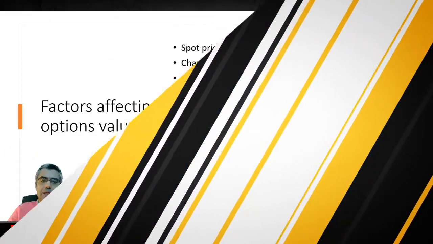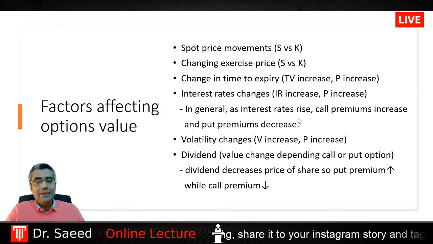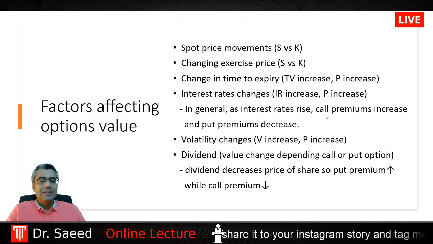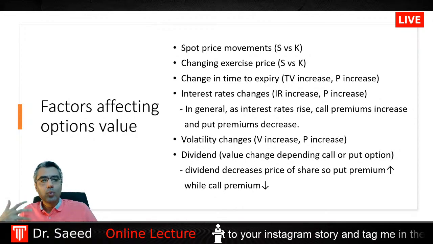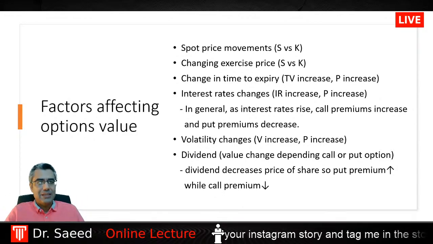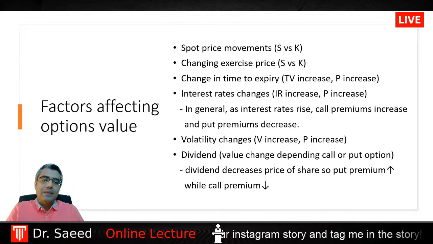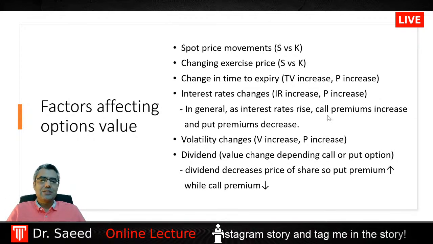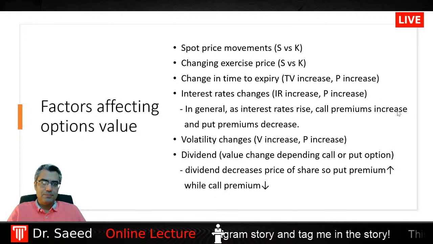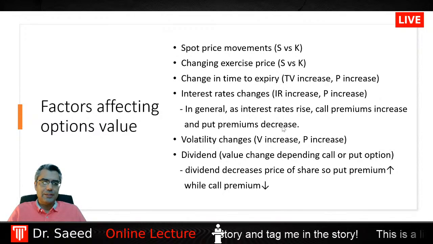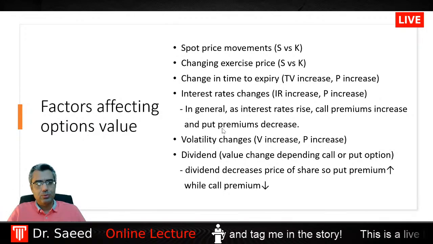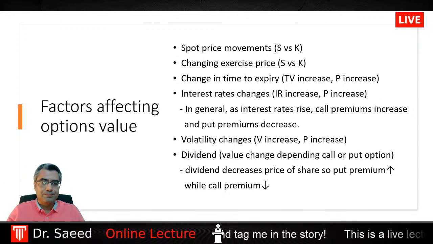So this means that when the interest rate goes up, the call option is more valuable, because you can earn more interest when you put your money in a bank account, right? So if the interest rate increases, the call premium increases as well. And of course, the put premium decreases, right? So it's the opposite. You can think about it and explain it.